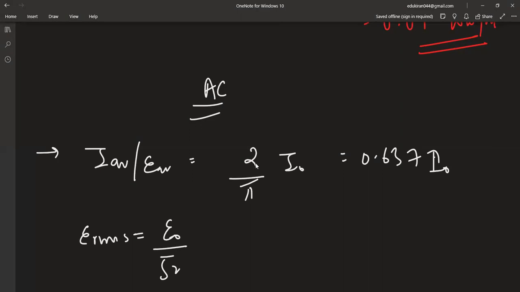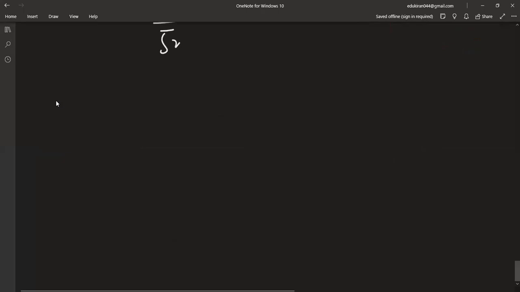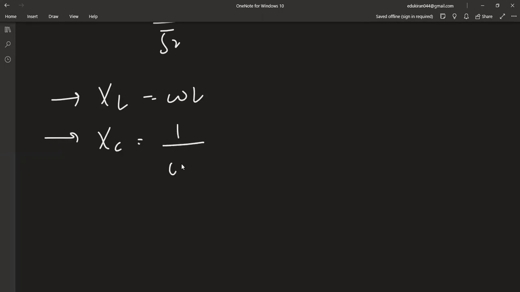Then we have AC circuit containing only resistor. So in AC circuit having only resistor, you just have simply E naught by R. And then the inductive reactance, which is XL equal to omega L. Then you have circuits consisting of only a capacitor. There, when you divide E naught by I naught, you get XC as 1 by omega C, C is the capacitance. So this becomes the capacitive reactance.